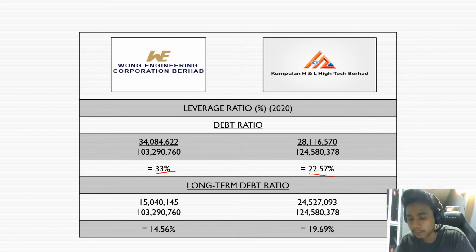For the long-term debt ratio, it shows that Kumpulan H&L High-Tech Berhad has a higher long-term debt ratio over Wong Engineering Corporation Berhad. This shows that Kumpulan H&L High-Tech Berhad is more dependent on debts to meet its financial position in 2020.